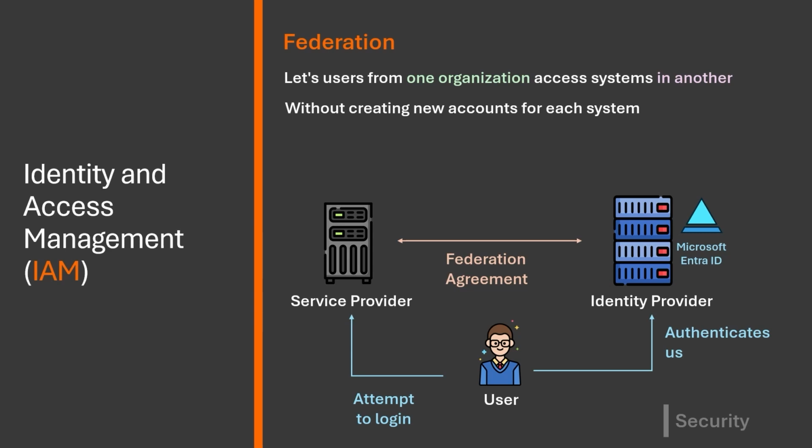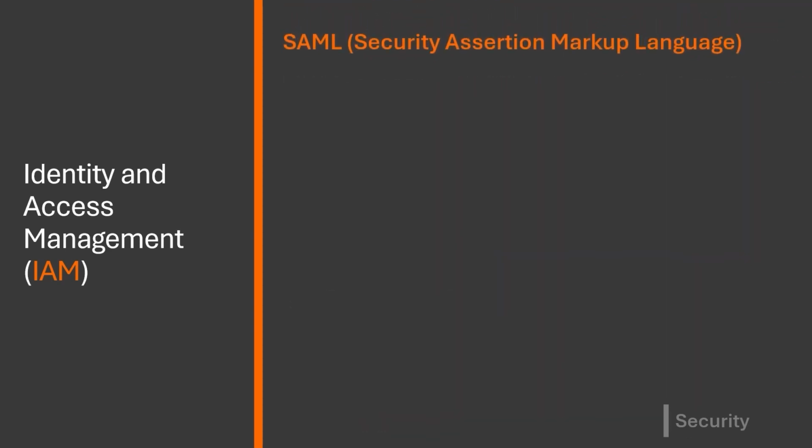Now that we understand how federation identity management works, the next question is, how does this actually happen behind the scenes? That's where identity protocols like SAML and OAuth come in. SAML is one of the most widely used protocols in enterprise environments. This is especially common in single sign-on and federation scenarios involving web applications. Let's see how SAML works.